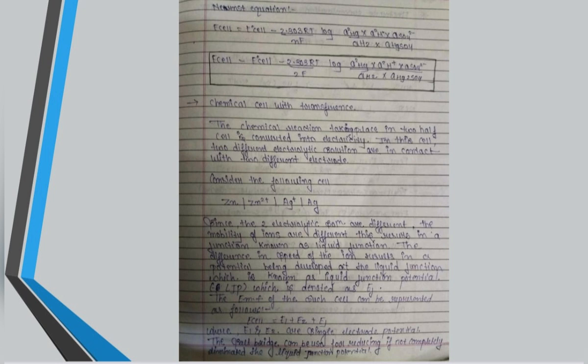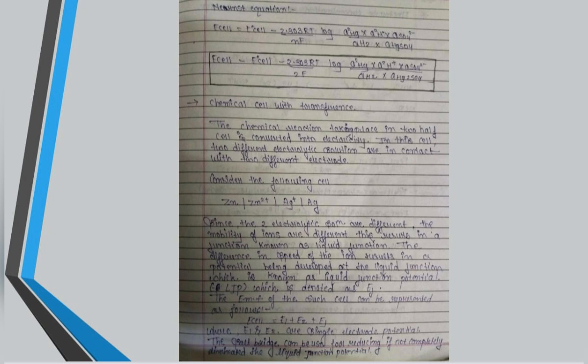So consider the cell where we have a zinc electrode which is dipped in a zinc ion solution, and at the same time I have a silver ion solution into which is dipped a silver electrode. Now since the two electrolyte solutions are different, the mobilities of the ions are also different, and this results in a junction, and this is known as what? A liquid junction. Now the difference in the speed of the ions results in a potential.